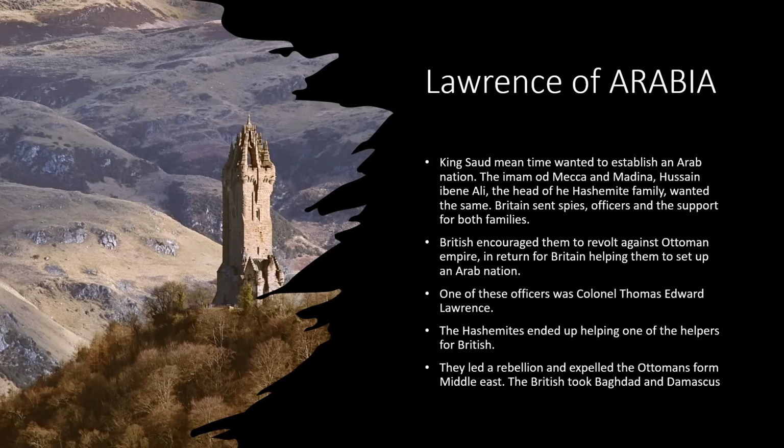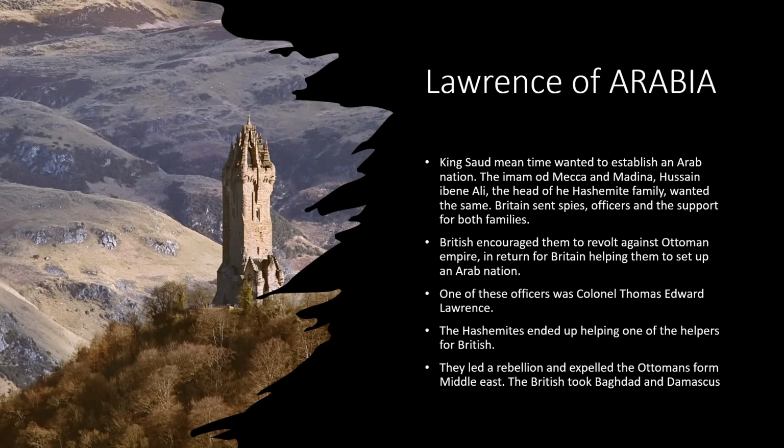They said to the Saudis and Hashemites, you know what? One of these officers was Colonel Thomas Edward Lawrence. And the Hashemites ended up helping the British. They led a rebellion and expelled the Ottomans from the Middle East. The British took Baghdad and Damascus. Subhanallah, see that, they used Muslims against another Muslim group, and then they won the war.